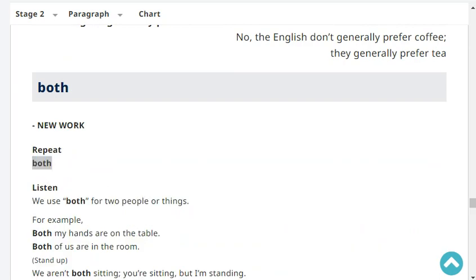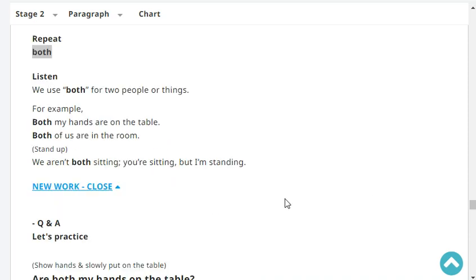Next, repeat: both. Very good. Okay, listen. We use the word both for two people or things. For example, both my hands are on the table.